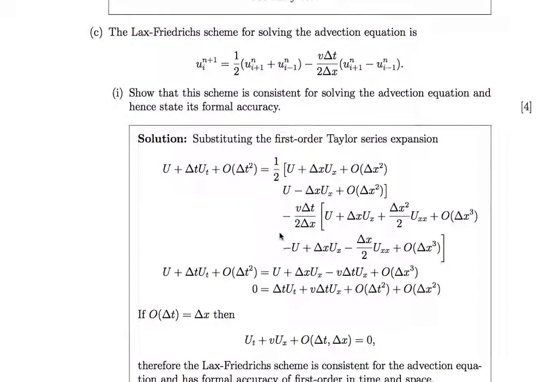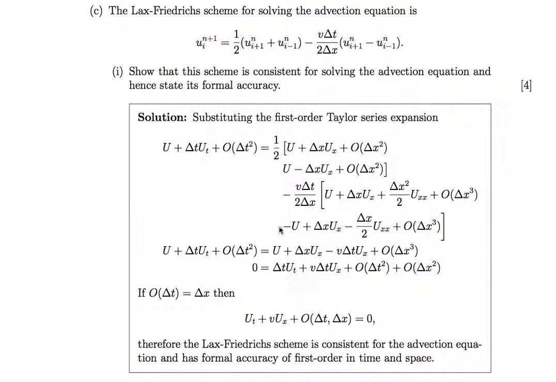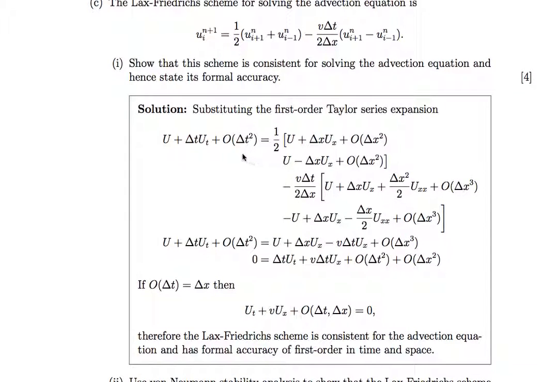Okay, part C, you're presented with the Lax-Friedrichs scheme and you're asked to show that it's consistent. So what we do here is we replace all the u terms in the scheme by Taylor series. So the u_i^(n+1) means step forward by one time step. So there we have a forward Taylor series in terms of t. And i plus 1 means step forward one spatial step. So there we have a forward step Taylor series in terms of x. And similar for i minus 1.